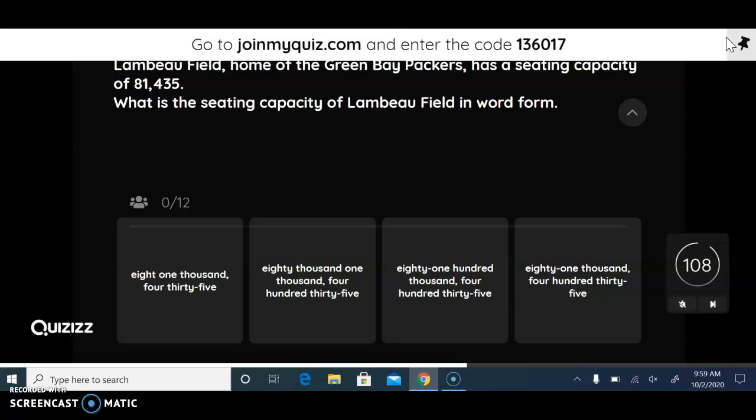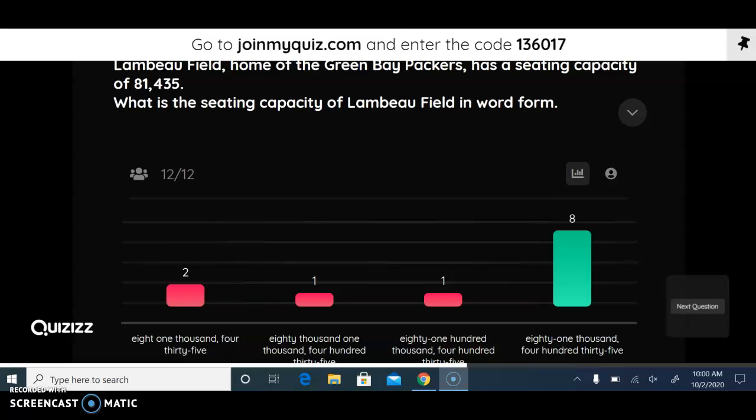Lambeau Field, home of the Green Bay Packers, has a seating capacity of 81,435. What is the seating capacity of Lambeau Field in word form? Hey, remember that when we put a number in word form, we're going to write it just like we would say it. We name all of the thousands together. So there's 81,000. Then we name the units period together, 435. The correct answer is 81,435.